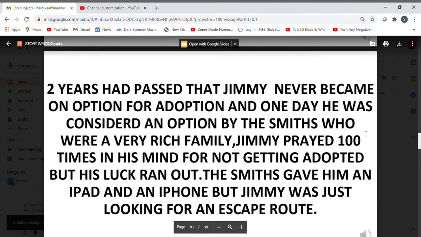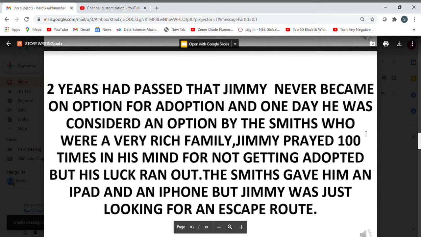So now our plot starts here. 2 years had passed and Jimmy never became an option for adoption, and one day he was considered an option by the Smiths, who were a very rich family. Jimmy prayed 100 times in his mind for not getting adopted, but his luck ran out. The Smiths gave him an iPad and an iPhone, but Jimmy was just looking for an escape route. God, who would not want an iPad and an iPhone, or a rich family? I mean, everything would be luxurious.